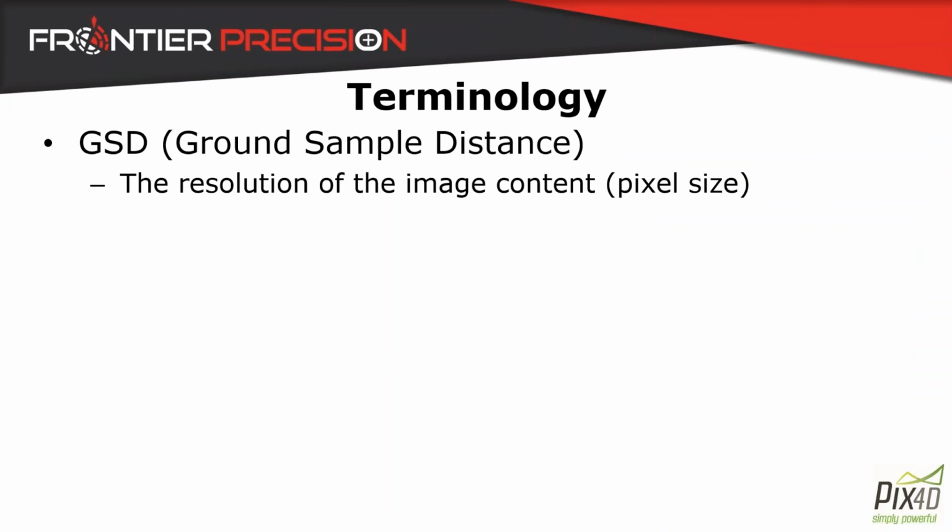All right, so to keep moving forward, we're going to shift gears a little bit and go through some terminology. I feel it's important to know what some of these acronyms and terms are to better understand the software. The first one is GSD, which stands for ground sample distance, or you might hear people say ground sampling distance. Basically, GSD is the resolution of the image content, or in other words, the distance of the pixel on the ground. Whatever your ground sample distance is, that's the size your image pixel is representing on the actual ground.